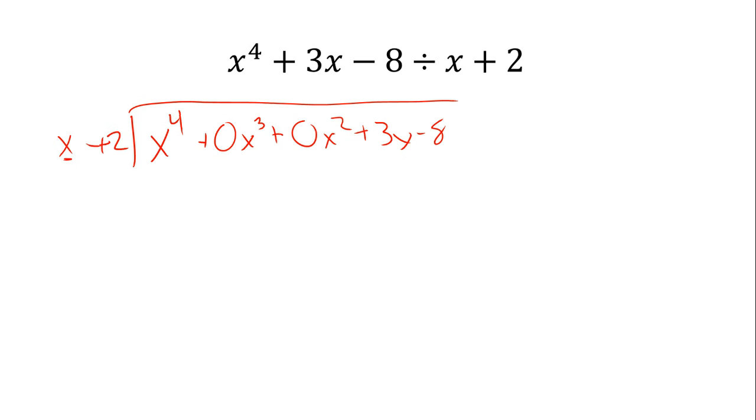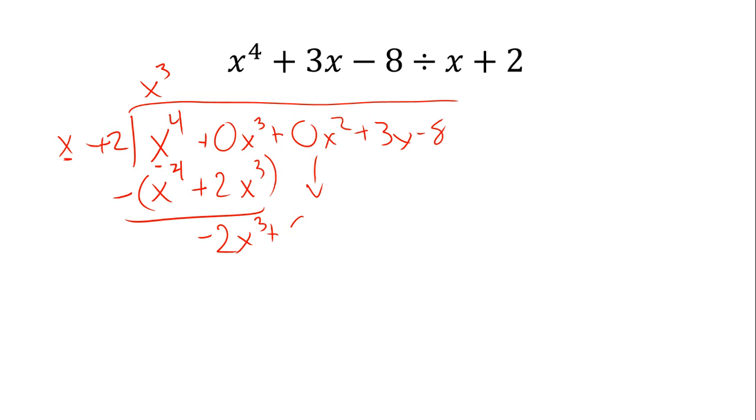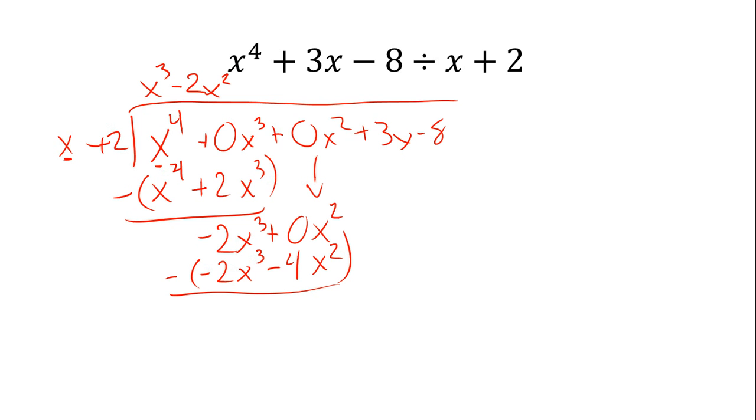And again, we're looking at the very first terms. So x times what gets you x to the fourth? That would be x to the third. So that gets us x to the fourth plus 2x cubed. And you're subtracting. That gets us a negative 2x cubed. Drop the 0x squared. X times what gets you a negative 2x cubed? That would be a negative 2x squared. Negative 2x cubed minus 4x squared. You're subtracting again. Gets us a positive 4x squared. Again, multiply this negative in. Drop the 3x.